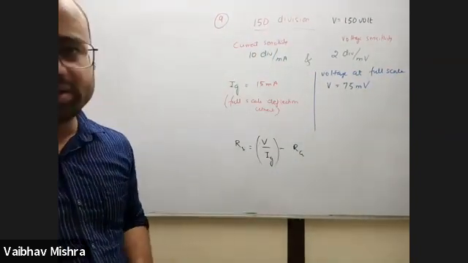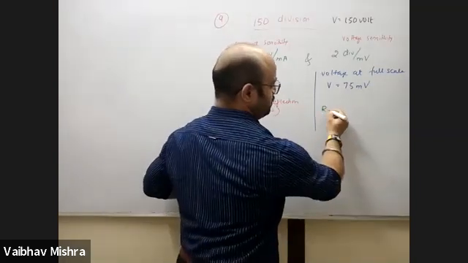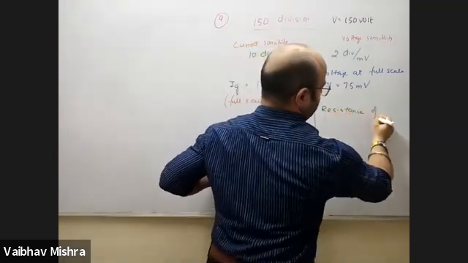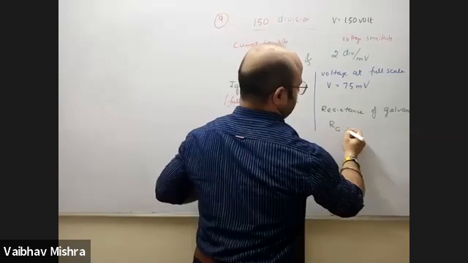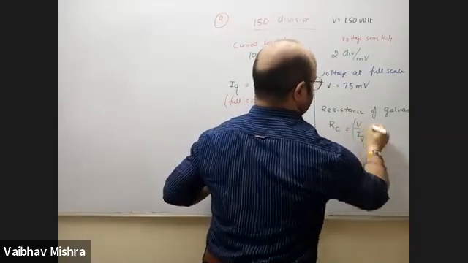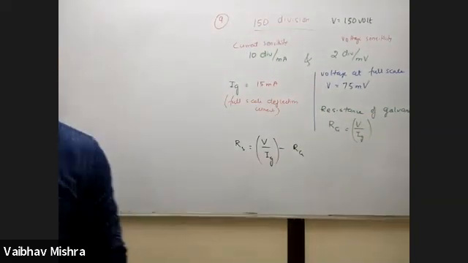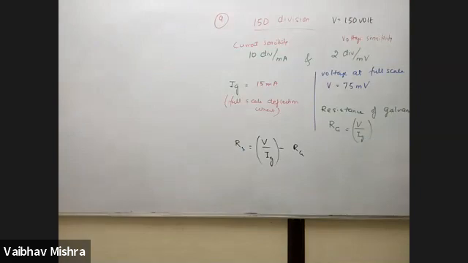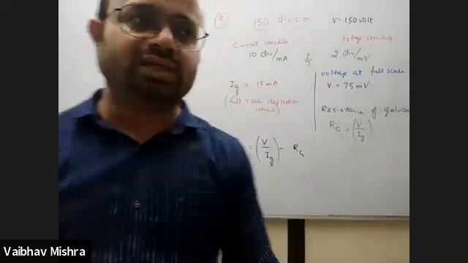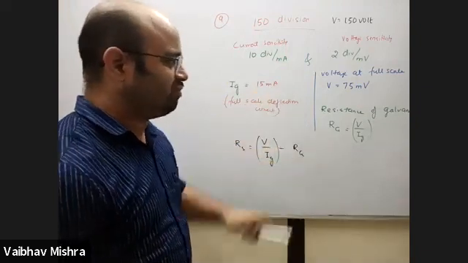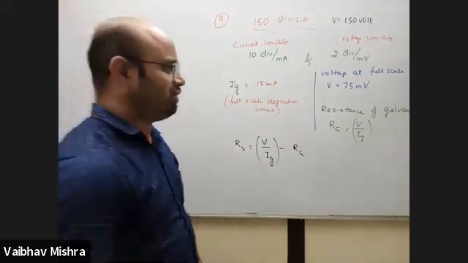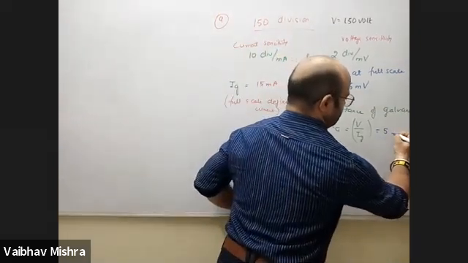Voltage divided by current will be the resistance of the galvanometer. So total voltage divided by total current. V by Ig minus Rg. V is 150 volt that we want. Ig we have figured out from the current sensitivity, and the galvanometer resistance comes out to 75 millivolt by 15 milliampere, which is 5.